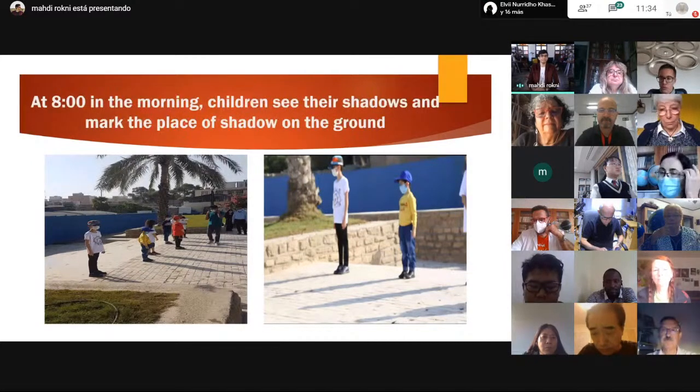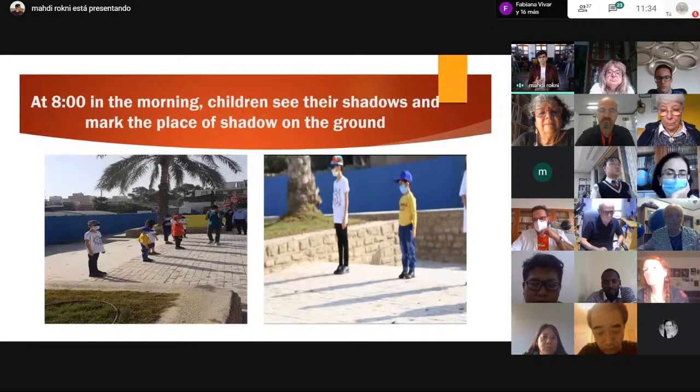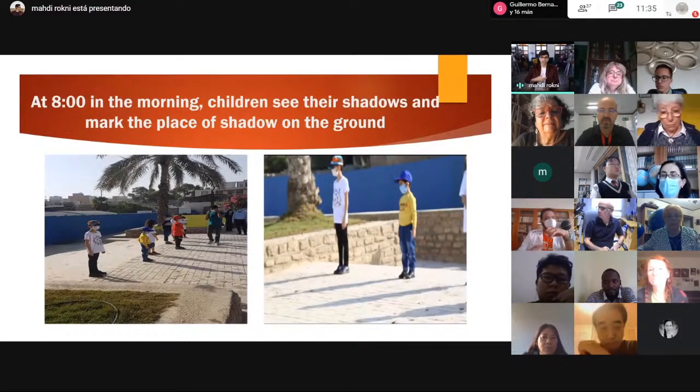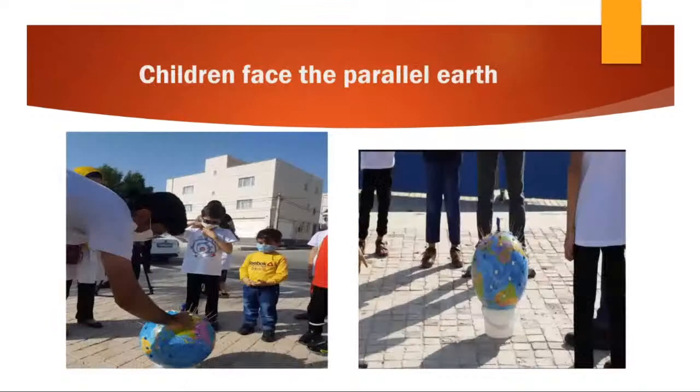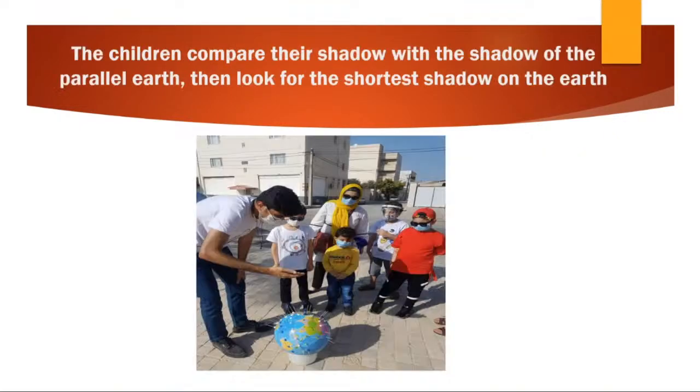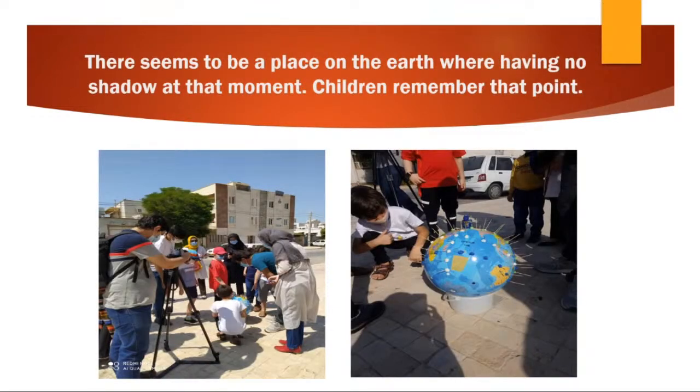So you can see we started this project with a shadow experiment. We asked children to look at their shadow in the morning, when they could see their long shadows. Then we asked them to look at the parallel earth and see the shadows on it. And we asked them to try to find a place with the smallest shadow on the earth. So they could find a shadowless place on the earth, and they memorize this place and remember it.